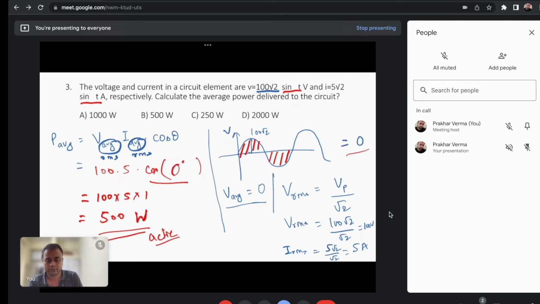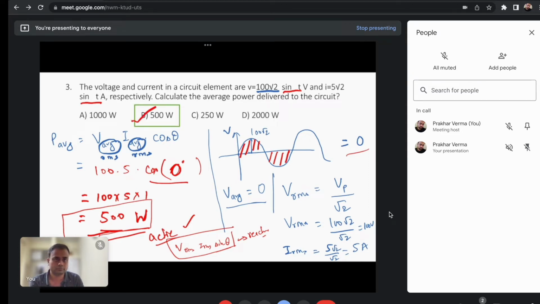Again, if there was some reactive component in this circuit, then we can also find out the reactive power, that will be Vrms, Irms, sin theta, that is the other part which is the reactive component. So in the current case, the average power delivered to the circuit comes out to be 500 watts. So 500 watts is the correct answer.